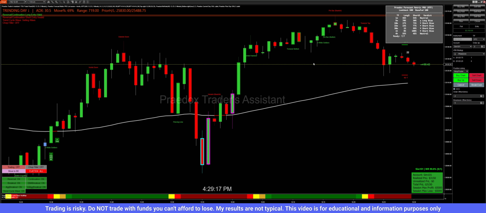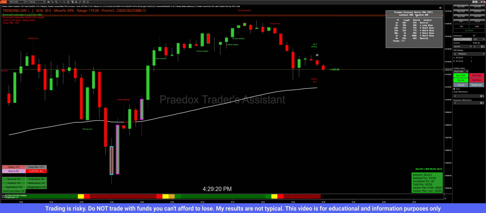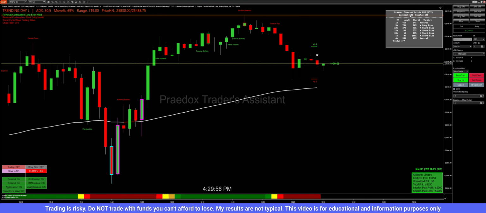The other component of it is the Praedox Forecast Matrix Pro Edition, which allows you to look at significant levels as well as multi-time frame. This is a heuristics model that we utilize that crunches the last, in this case, 500 bars, if you have that many bars. So if you don't have that many bars, it'll go back as far as it can go. So if you have 350 bars, it'll take the 350 bars. And it will forecast a bias and a verdict on what it thinks is going to happen in the future.